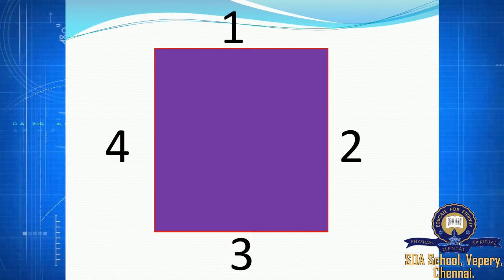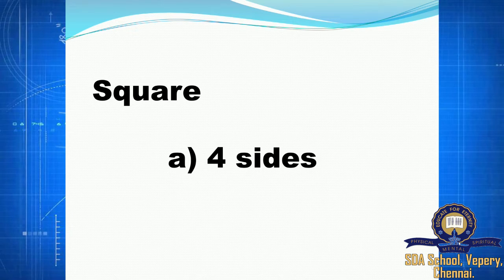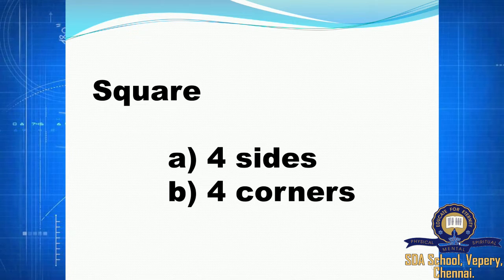The third and important thing about the square is that all 4 sides are equal in length. There are 4 sides and these 4 sides are equal in length. The important features: a square has 4 sides and 4 corners. Keep this in your mind. This is important and you will be getting questions from this.